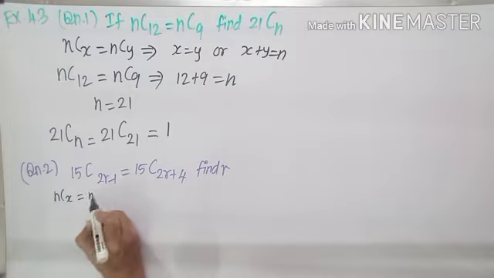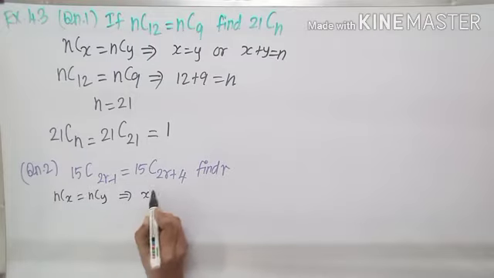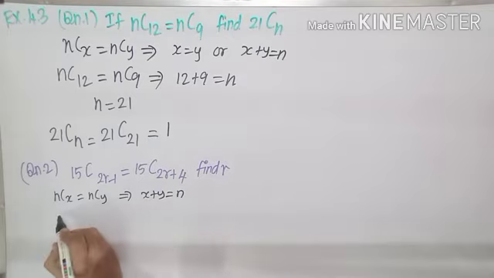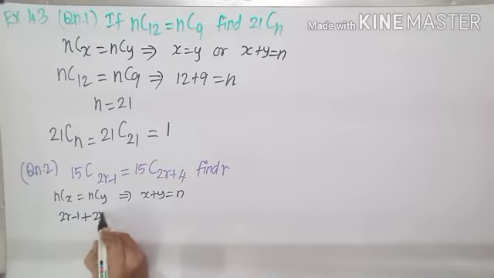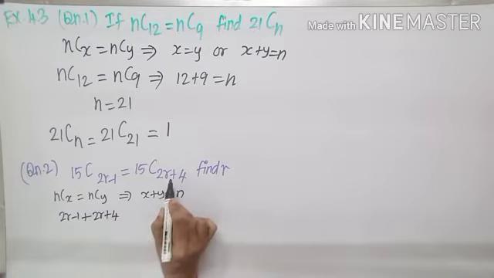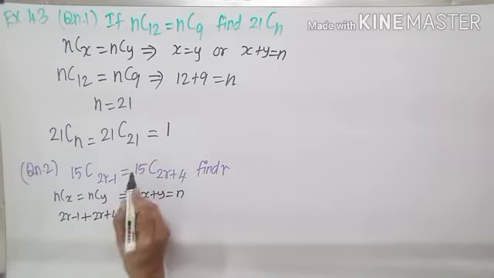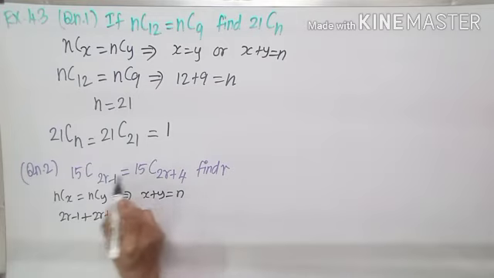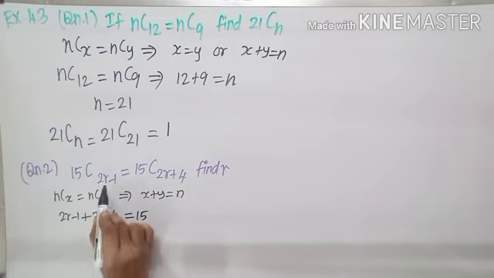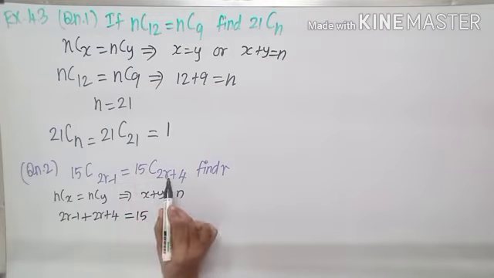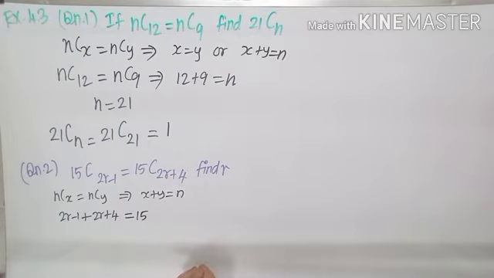NCX equals NCY implies X plus Y equals N. In this question, 2R minus 1 plus 2R plus 4. Adding these two should give me 15. So here N is 15. This is X and this is Y. Adding the two, I must get 15.